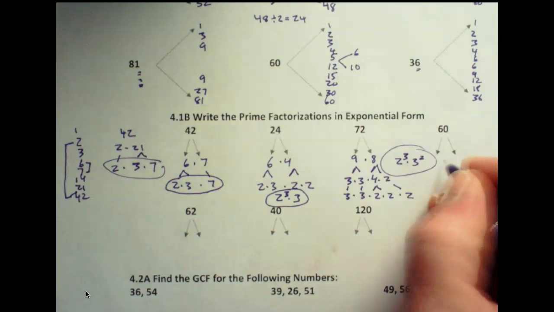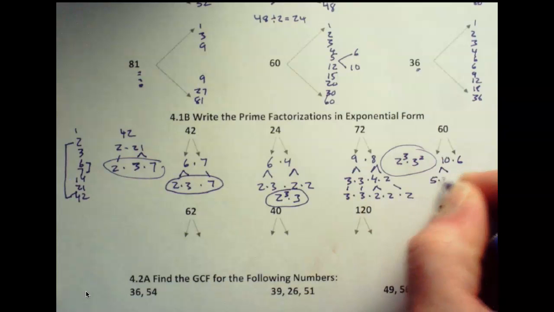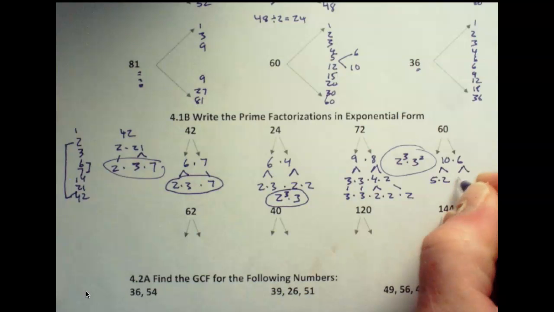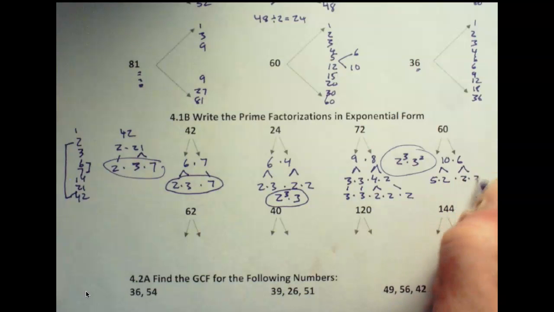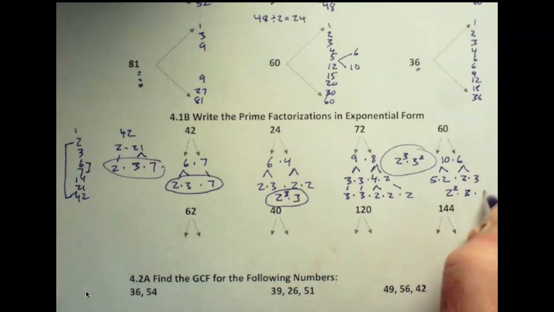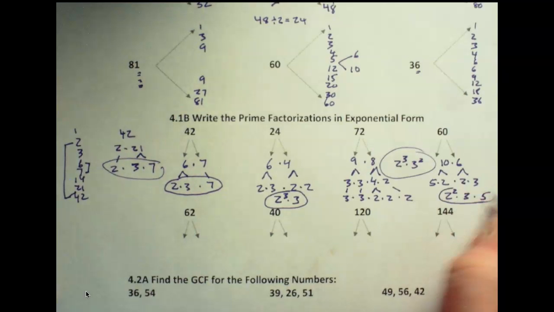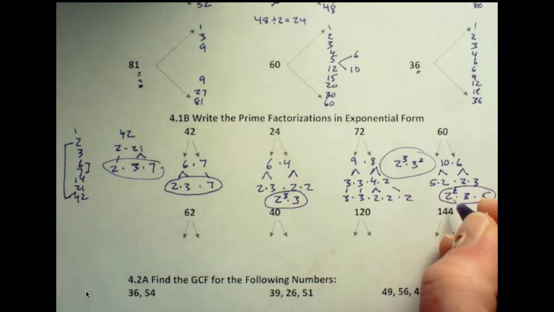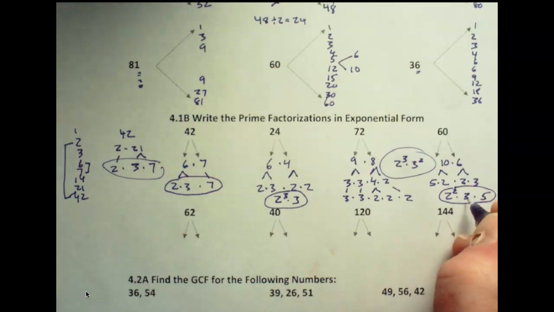Alright, 60. Most kids will do 10 times 6, so that's what I'll do. We'll break this down into 5 times 2. We'll break this guy down into 2 times 3. You can see we've got 2 2's here, so this would be 2 squared times 3 times 5. Let's see if we know what 2 squared is. Well, 2 squared would be 4 times 3 would be 12, and 12 times 5 is 60. You can see I'm checking my answers too.